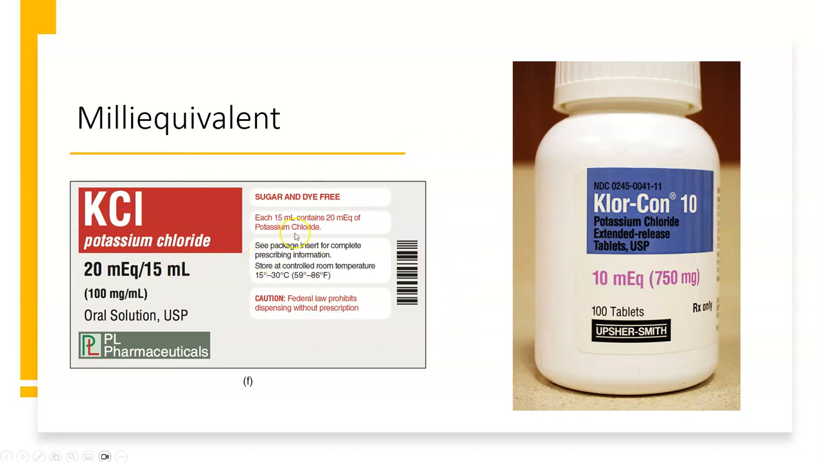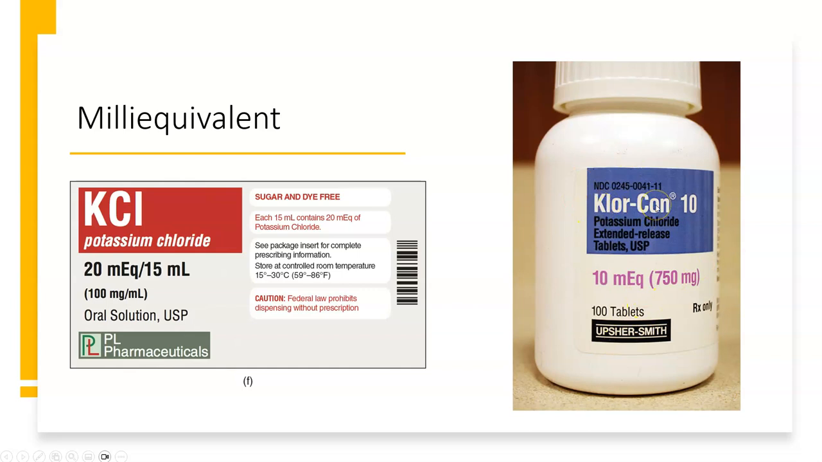So, potassium chloride, a lot of our electrolyte type drugs are measured with milliequivalents. So this is a liquid. It's 20 mEq. That's the correct abbreviation. Lowercase m, uppercase E, lowercase q. There's 20 milliequivalents in 15 milliliters. Or this has already given us a conversion, but most often the doctor's not going to write in milligrams for potassium. Over here we've got the tablet formulation.